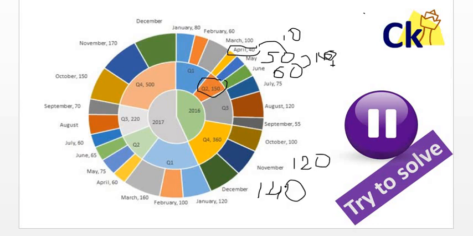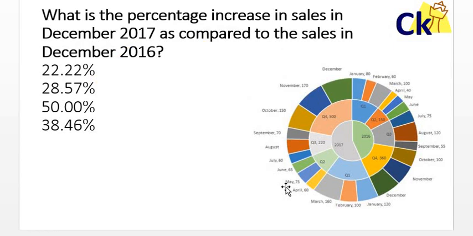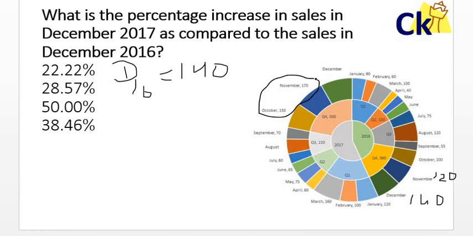Now let's see the question. The question says, what is the percentage increase in sales in December 2017 as compared to the sales in 2016? We know that the value for December 2016 is 140. And your December 17 is nothing but, see, 150 plus 170 is 320. 500 minus 320 is 180. So your December 17 is nothing but 180.